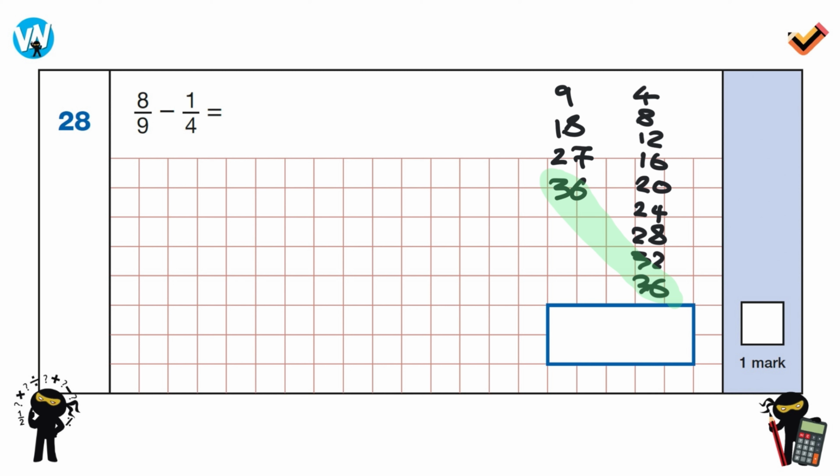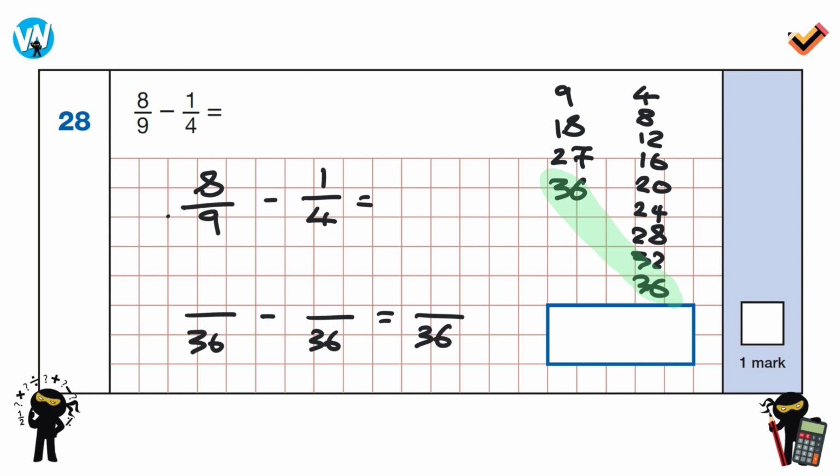We've got our common denominator, because again, we said that we're ready to roll. So let's just go. We've got 8 over 9, take away 1 over 4. Rewrite the question below as a subtraction. And again, this isn't taking any time. 36, 36, 36. Let's get on with it.